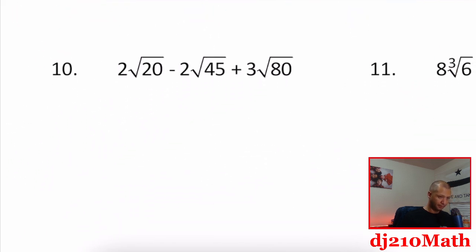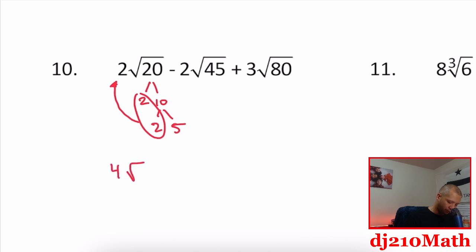All right, number 10. Okay. Let's do it like this. We have to simplify the inside at the end of the day. 20. We've done this already, but let's just keep doing it. So the pair is going to come out. So that's going to be 4 root 5, right? Because 5 is left over.